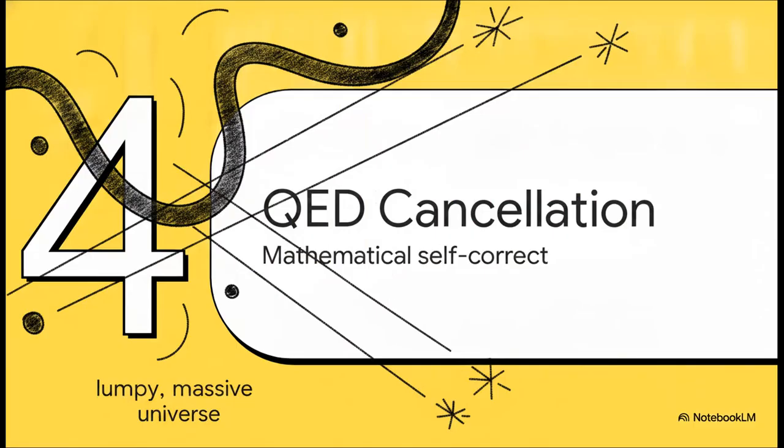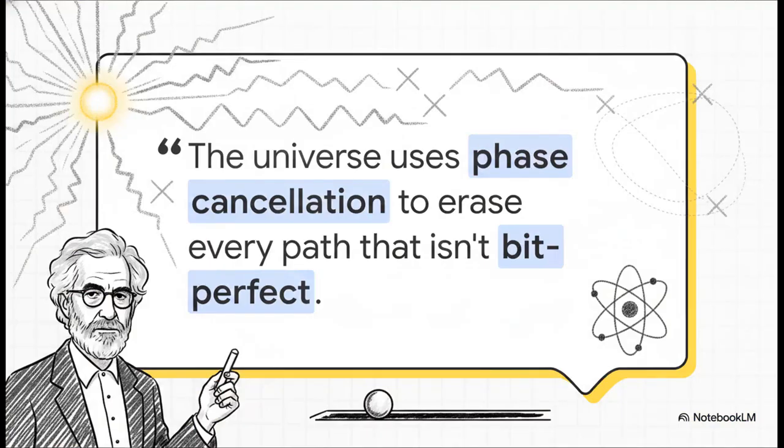Moving on to Section 4, QED phase cancellation. Now here is the absolutely crucial point. If light is traveling through the exact same lumpy, massive universe that we are, why does the photon get to stay on a straight line? Seriously, why doesn't it get pulled into those messy, curved tracks?